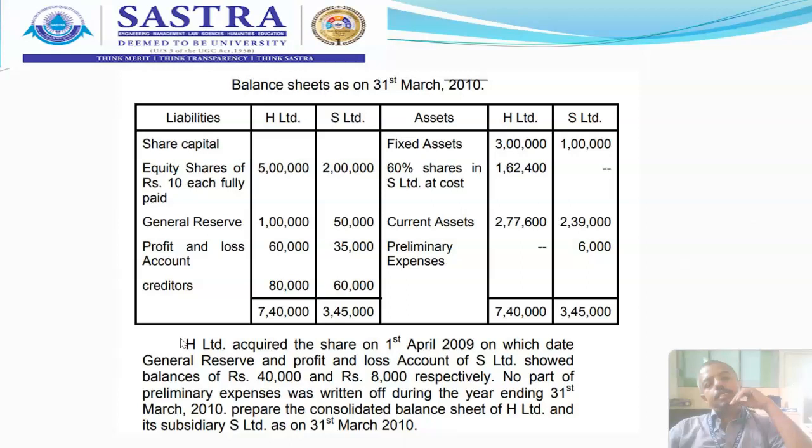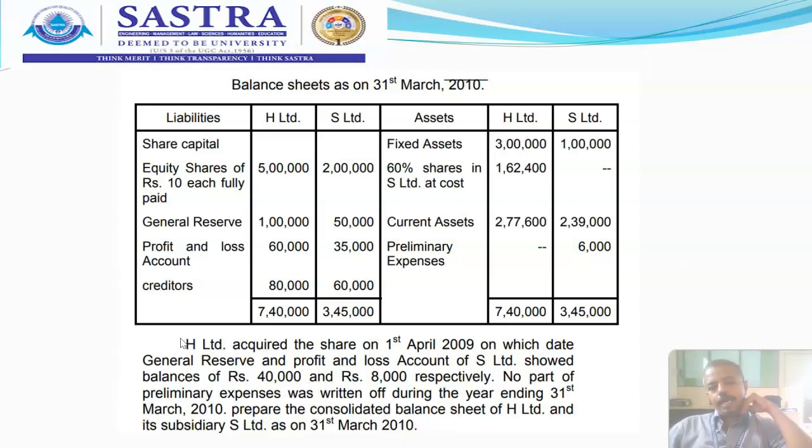But in H Limited, I invested that amount, rupees 1,62,400, which covers 60% of shares. That means out of 20,000 shares, 60% is held by the H Limited. It comes around 12,000. That means 60% of 20,000 shares, you will get 12,000. So H Limited holds 12,000 shares.